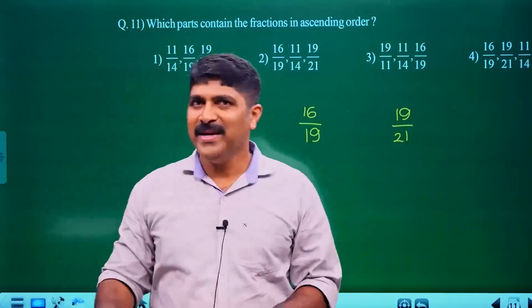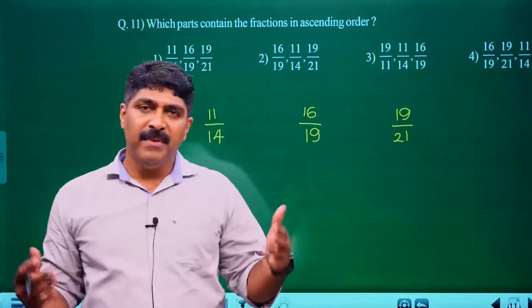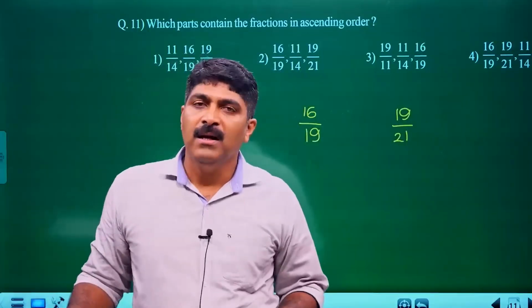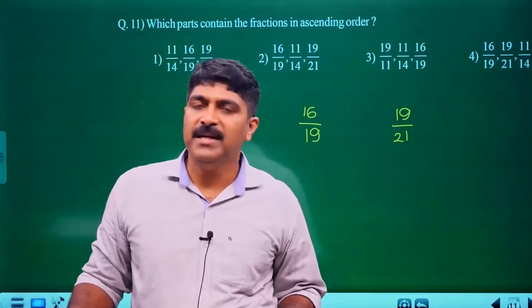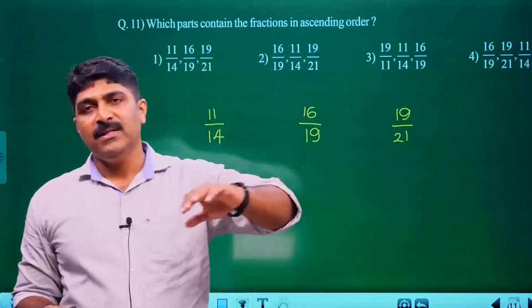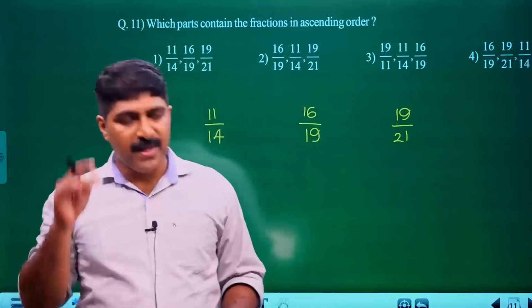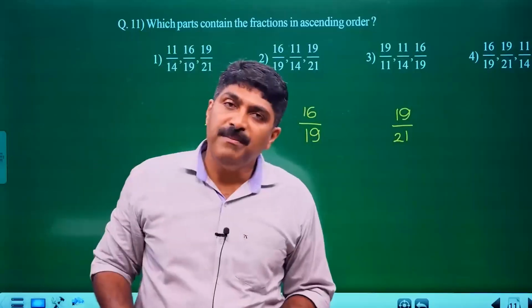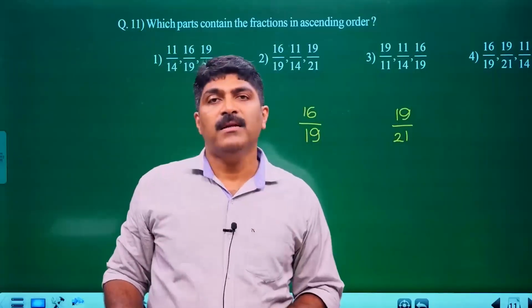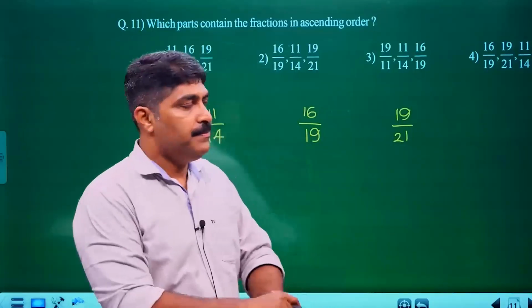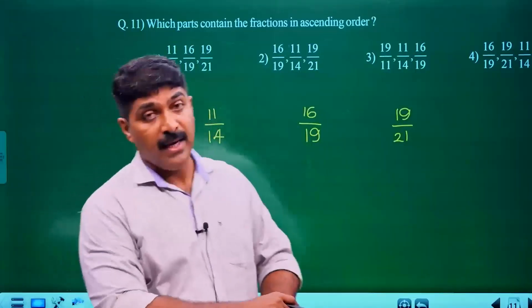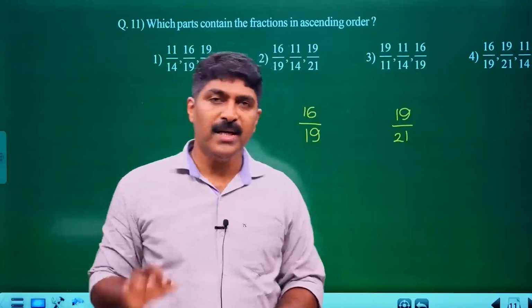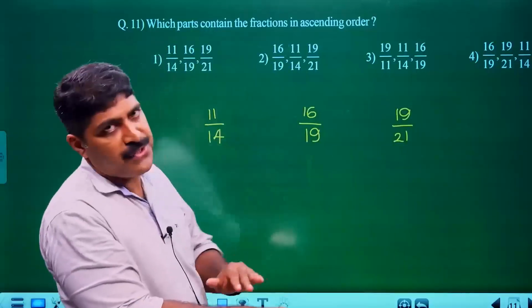Then we can compare the fractions. If we make the denominators equal, based on the quantities of the numerators, we can arrange them in ascending or descending order as per requirement. Or if you make the numerators equal, then also it's possible. Otherwise, is there any other easy method? Here is the easiest approach towards such a question.